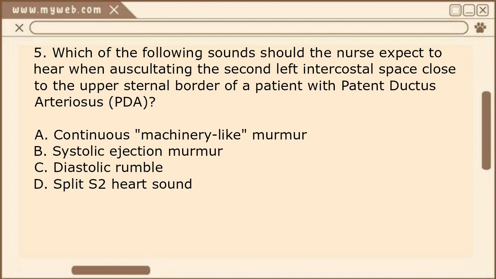Which of the following sounds should the nurse expect to hear when auscultating the second left intercostal space close to the upper sternal border of a patient with patent ductus arteriosus? A. Continuous machinery-like murmur. B. Systolic ejection murmur. C. Diastolic rumble. D. Split S2 heart sound.